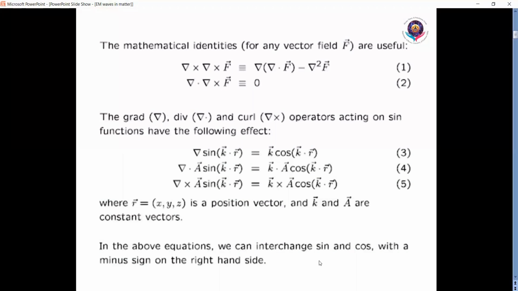The mathematical identities. The slide is changing or not? I think it is going fine.